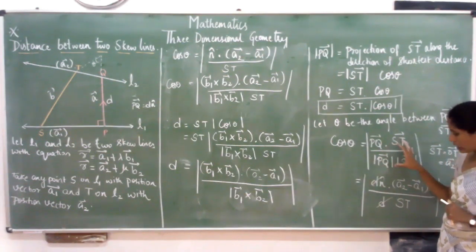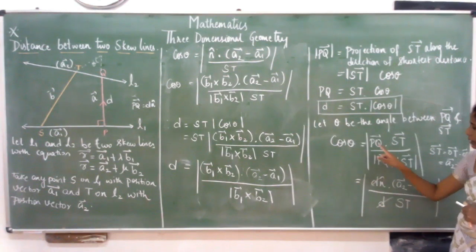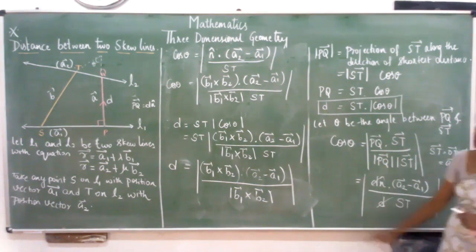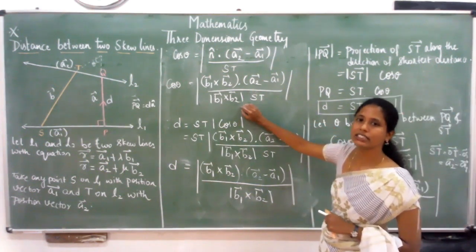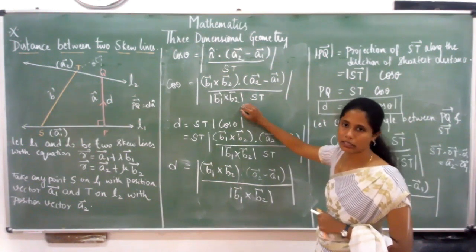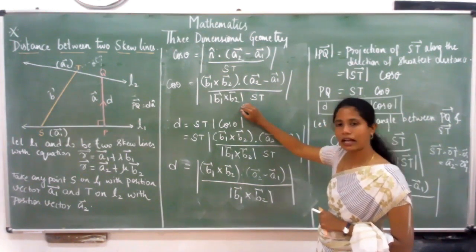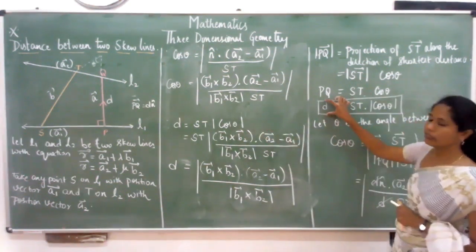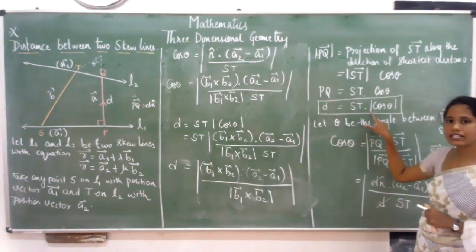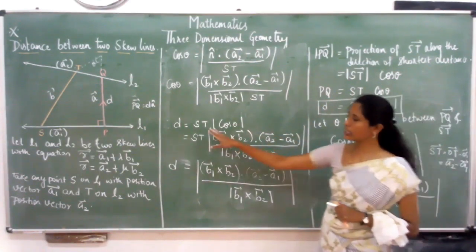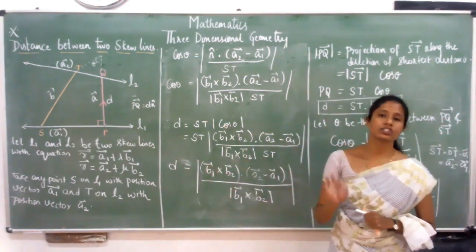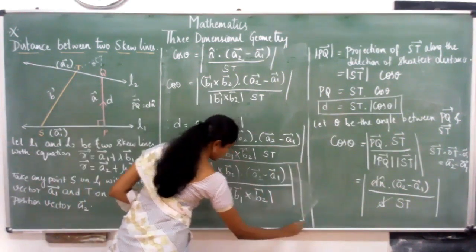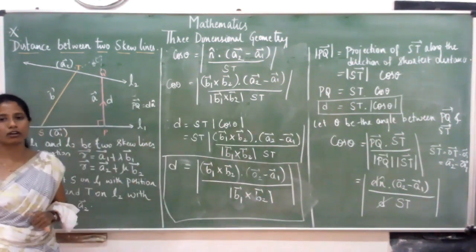So I have used the same formula here, and I have simplified it by substituting the values of PQ, ST and magnitude of PQ. After substituting, we got the cos theta value as vector B1 cross B2 dot vector A2 minus A1 by magnitude of vector B1 cross vector B2 into ST. We already found what D is. D is nothing but ST into cos theta. So substituting the value of cos theta, we got the shortest distance between the two straight lines. You should remember the derivations and also the formula.